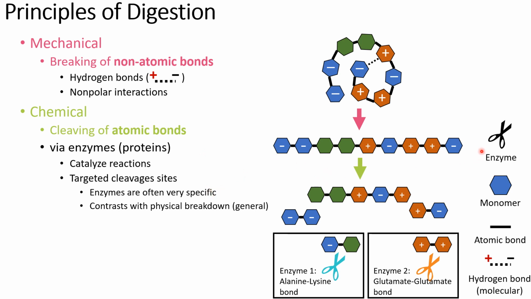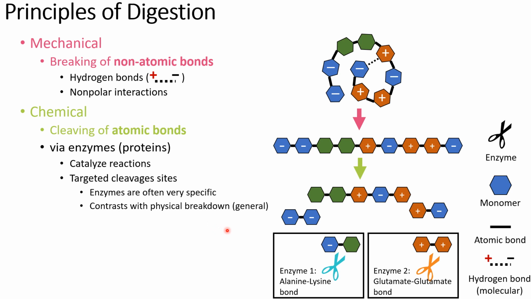So in this case, if we look at our protein right here, we can imagine we have two enzymes, this blue one and this orange one, and they will be targeted towards specific bonds. For instance, this blue one only cleaves bonds between alanine and lysine amino acids, whereas enzyme 2 only breaks glutamate bonds. So we can see in our action right here that this alanine-lysine bond and this glutamate bond were both broken, which gives us a polymer right here, a smaller protein, but it's still a polymer, and two dimers of amino acids.